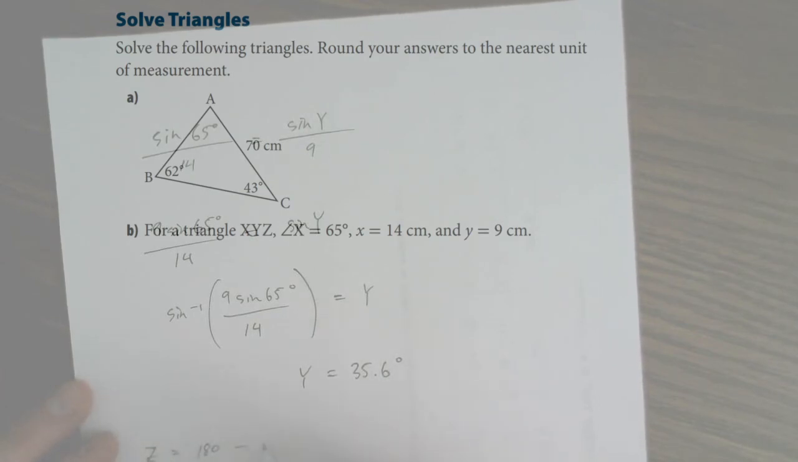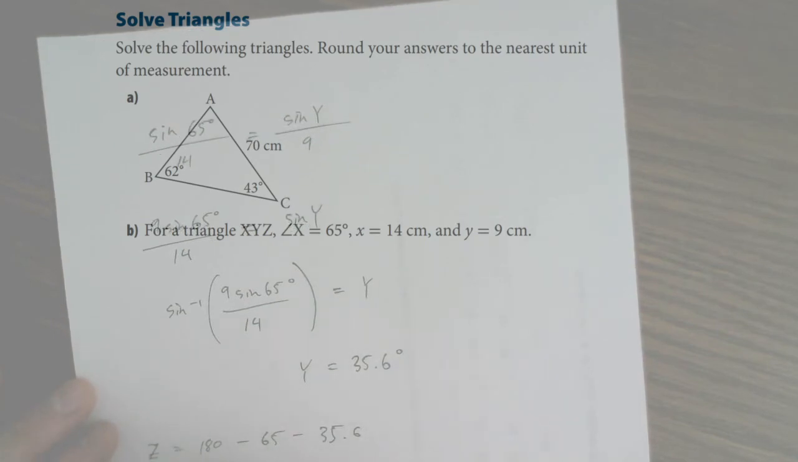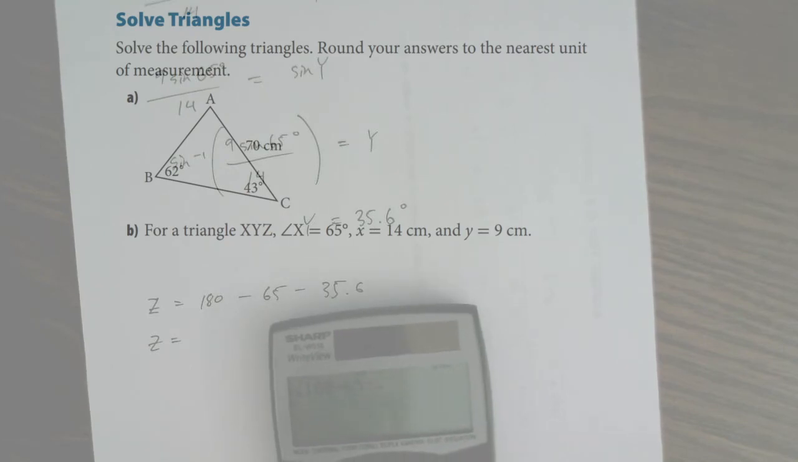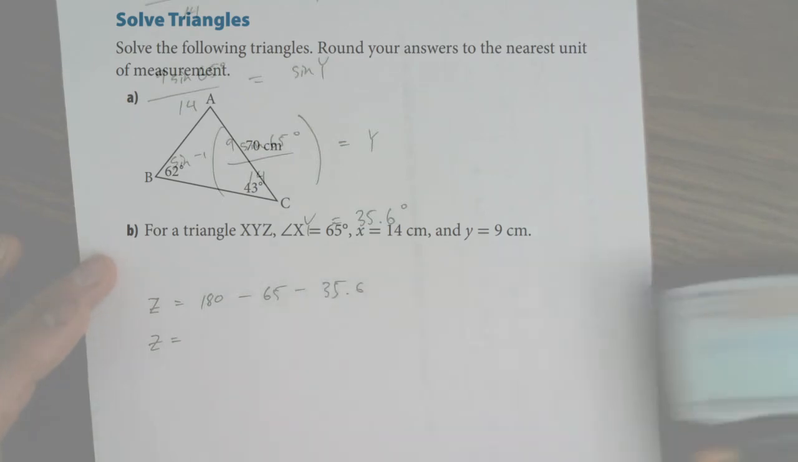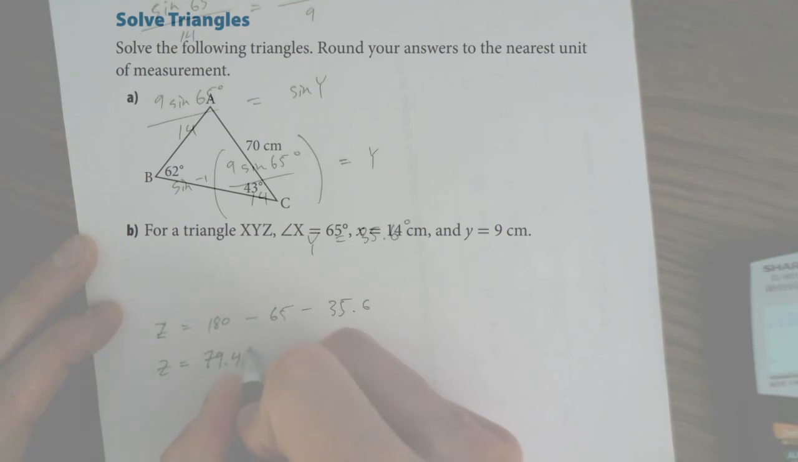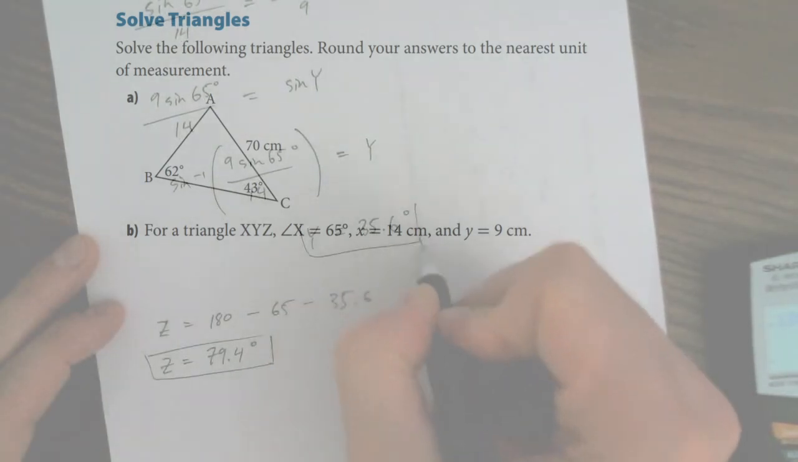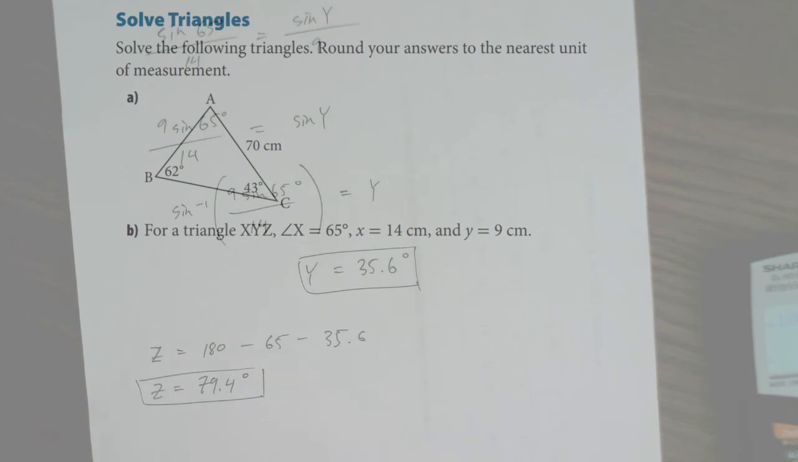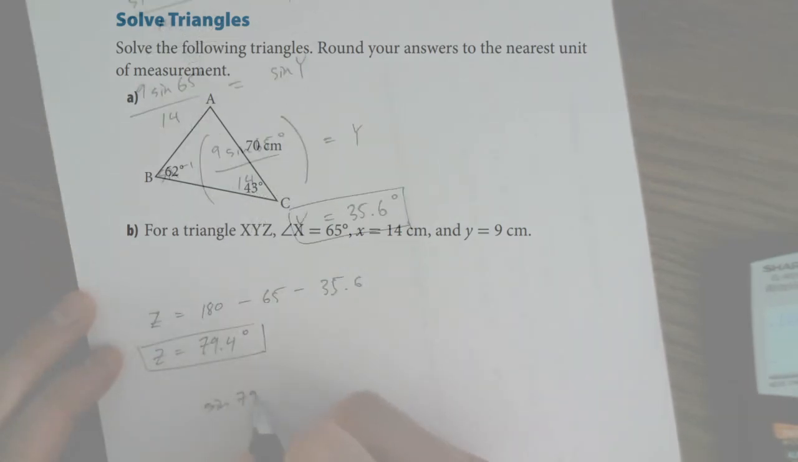It's 180 minus 65 and minus 35.6. That's 79.4. Got two angles, two sides. The last side is side Z. Small z.